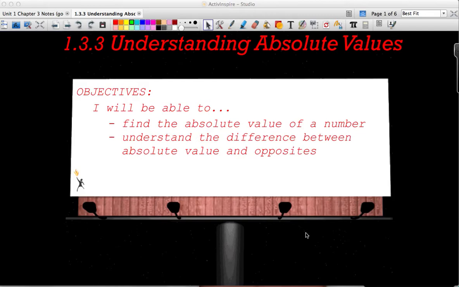Welcome to Lesson 133, Understanding Absolute Values. Today we're going to talk about how to find the absolute value of a number and to understand the difference between absolute value and opposites.